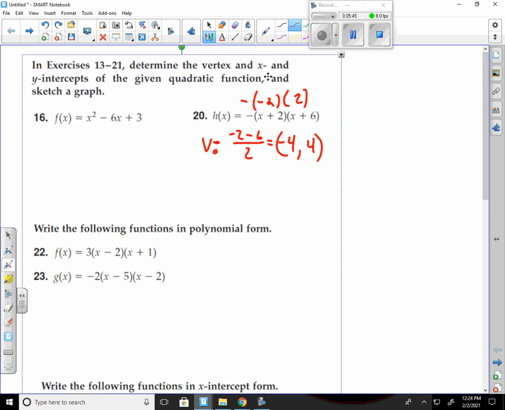To find my x-intercepts, x-ints, it's just changing the sign on these, negative 2 and negative 6. To find my y-intercept, it's just plugging a 0 in for x. So this gives us negative 0 plus 2 is 2. 0 plus 6 is 6. 2 times 6 times negative 1 gives us negative 12.